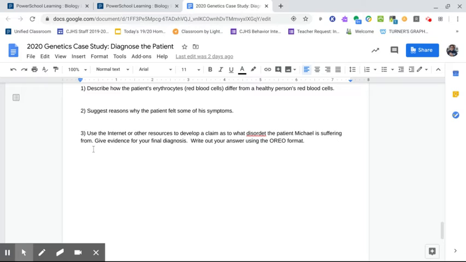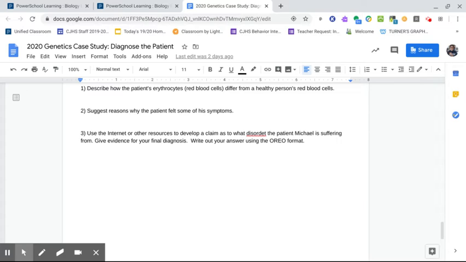Now, the last question says, use the internet or other resources to develop a claim as to what the disorder is that the patient Michael is suffering from. Yes, it says disorder. Give evidence. When it says give evidence, you need to use information, especially from all parts, 1, 2, 3, and 4.